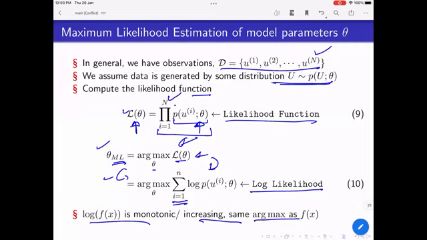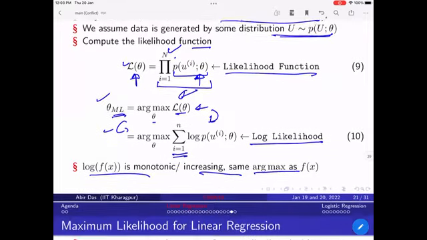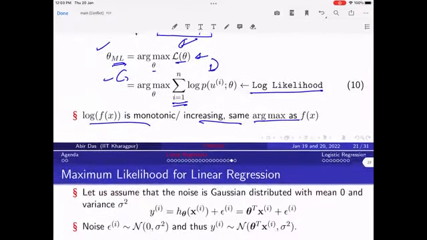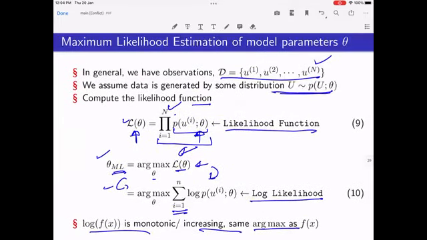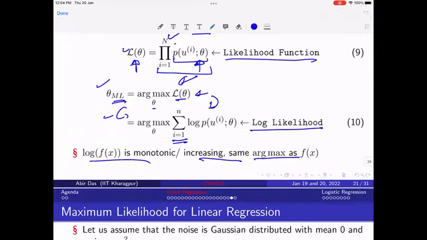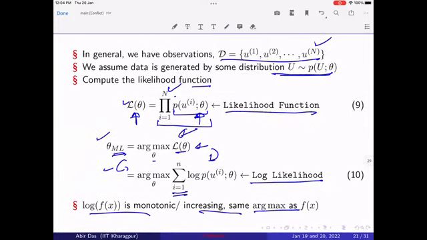Yesterday, we were discussing at the end about maximum likelihood estimation, right? So maximum likelihood estimation, this is the general recipe that we have. This is the general recipe that we have kind of jotted down last day.